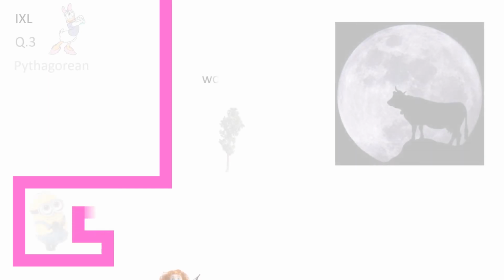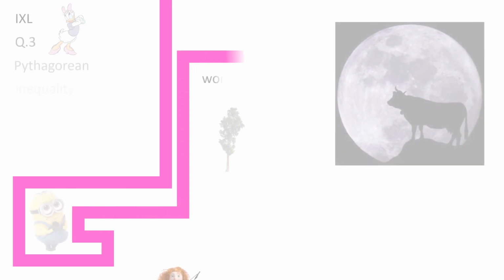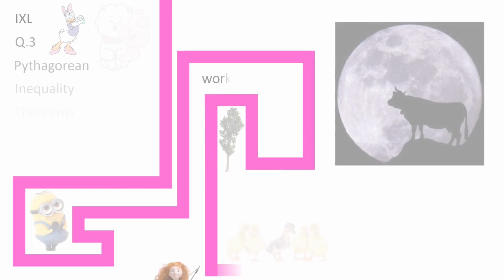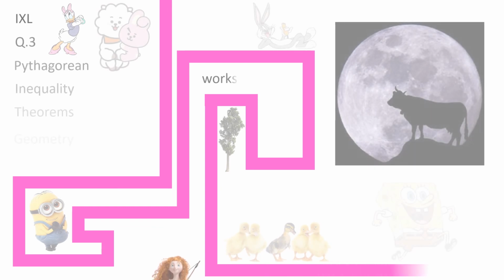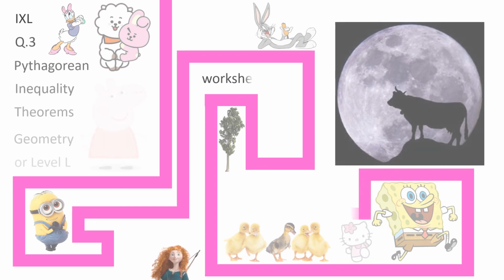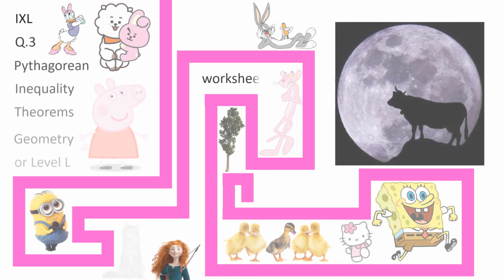So there is apparently an IXL slowly coming into view here. Looks like a Q3. Oh, we also have a worksheet warning coming into view here. So on IXL, the Pythagorean inequality theorems. That, of course, is when you have to figure out if the triangle is obtuse, acute, or maybe even a right. And then, of course, the worksheet will cover what we went over here in the PowerPoint.